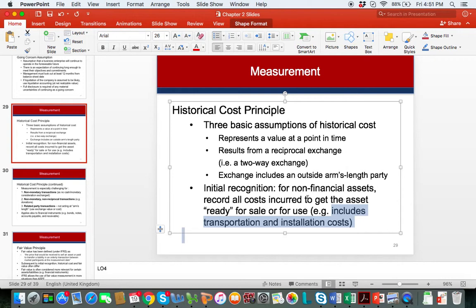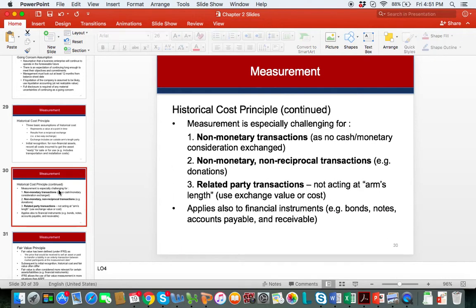And this is something that we'll see more in chapters 10, 11 and 12 towards the end of the semester. So the historical cost principle. Its measurement is especially challenging for non-monetary transactions, so asset exchanges or the purchase of assets without using money. We'll look at that in chapter 10. Non-monetary or non-reciprocal transactions, so if it was donated to you, again we'll look at that in chapter 10.